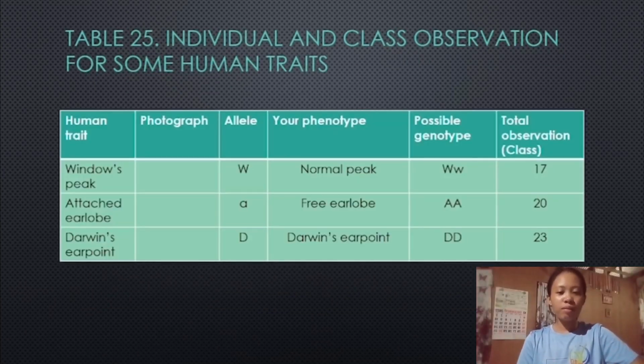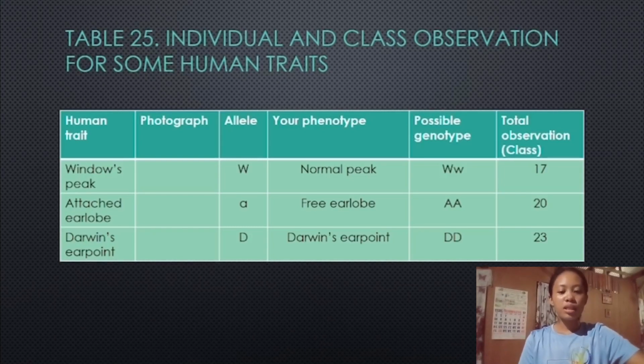Table 25 shows the individual and class observations for some human traits. What are these human traits? Number 1 is the widow's peak. It has an allele of a big letter W. Its phenotype is normal peak. Its genotype is heterozygous dominant W, and its total observation class is 17.